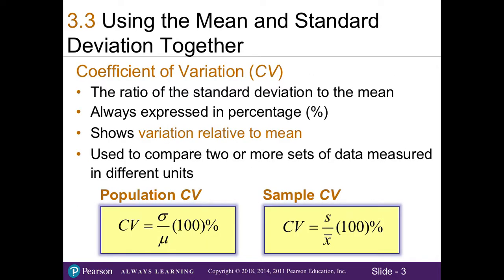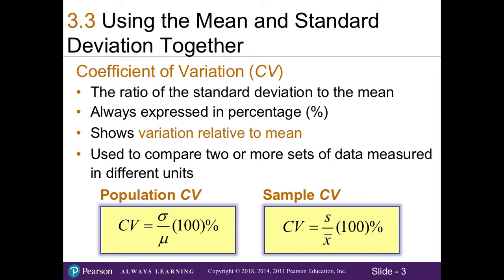Recall in the previous videos, we learned about the mean and standard deviation, two commonly used measures in business and in this course. A mean is a measure of center and location, whereas the standard deviation is a measure of variation. Together, this allows us to calculate something called the coefficient of variation. This is the ratio of the standard deviation to the mean and is always expressed as a percentage. It essentially shows us the variation relative to the mean and can be used to compare two or more sets of data measured in different units.